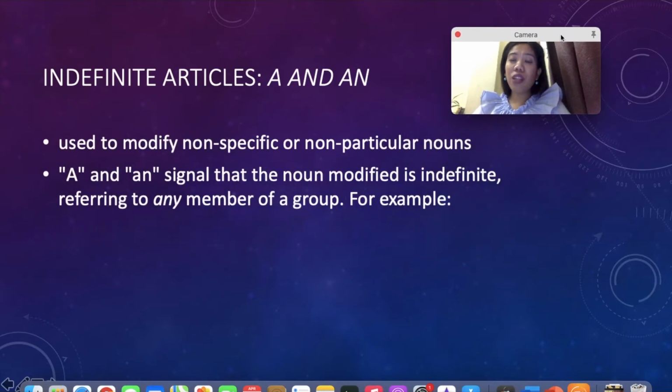An indefinite article, a, an. It is used to modify non-specific or non-particular nouns. A and an signal that the noun modified is indefinite, referring to any member of a group. So there is none in particular.